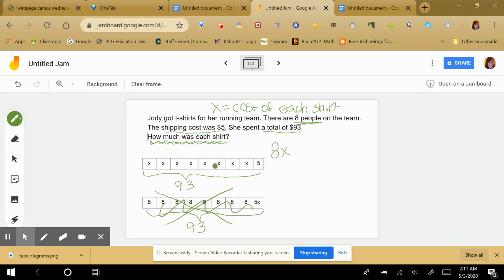I also see a 5. And again, if I'm putting them all together to equal this, that means I'm adding. And the total is 93. Okay, I want to work my way to this x, but first I've got to get rid of the 5. So I'm going to subtract 5. These are going to cancel out. I have 8x equals, well, what's 93 minus 5? 93 minus 5. 88.